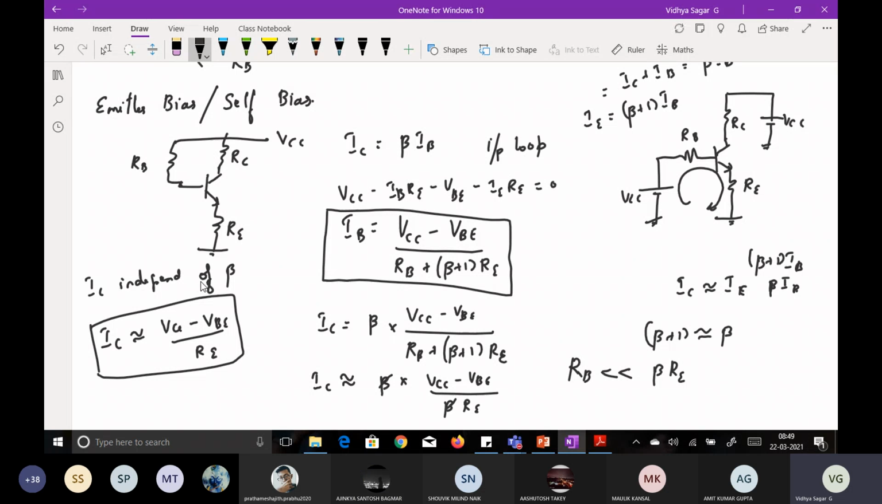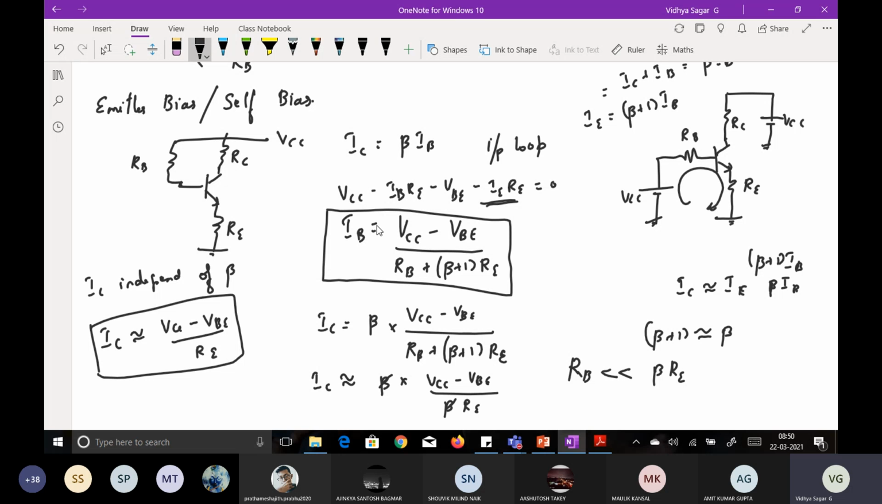So one more parameter is temperature. We know that as temperature increases, IC increases. If IC increases, IE increases by the same amount. However much IC increases, the same amount IE also will increase. Am I right? Why? Because both are approximately equal. So the same amount will be reduced in your input end.